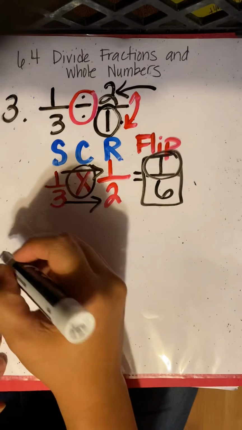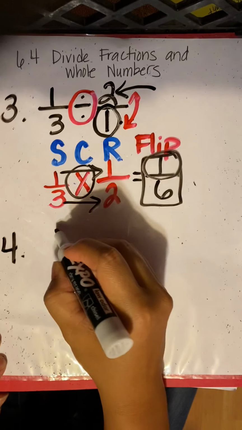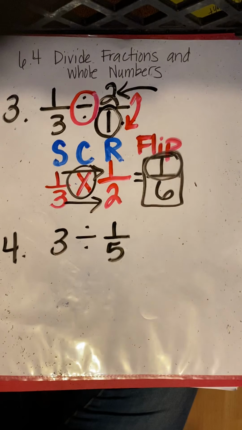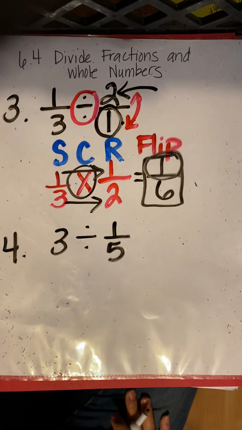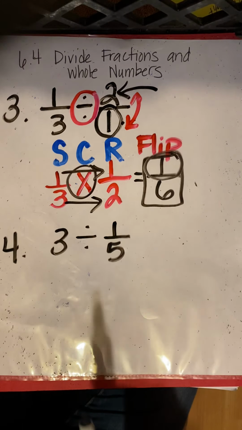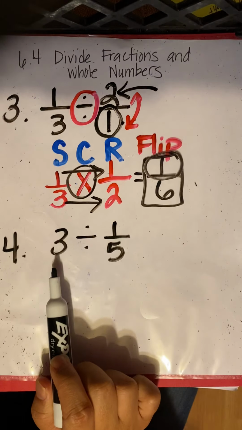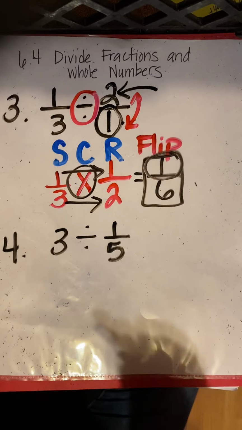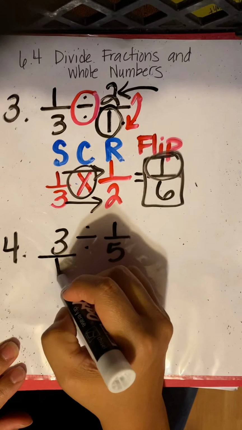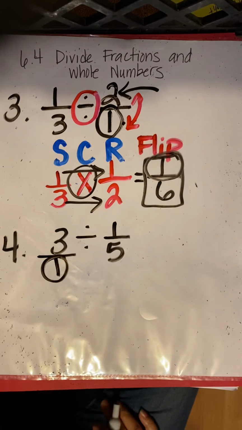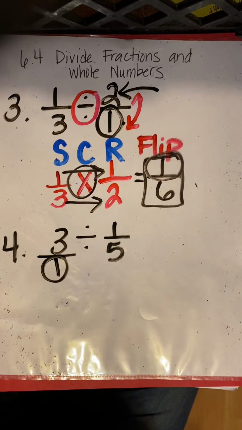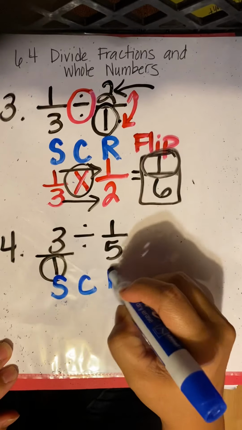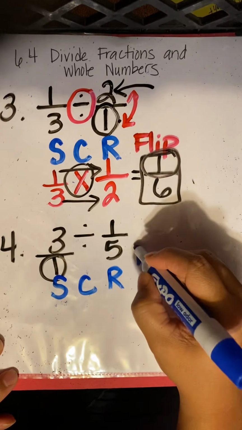Number 4. You have 3 divided by 1/5. So the same steps apply. Just because this 3, this whole number, is in front, nothing changes. Okay, so first step, add that 1 for the denominator. Your second step, 3 letters, stay, change, reciprocal. Remember, it means to flip.